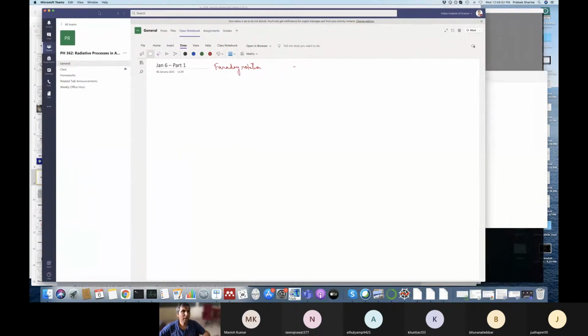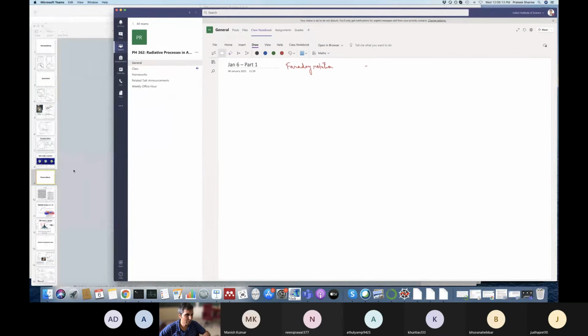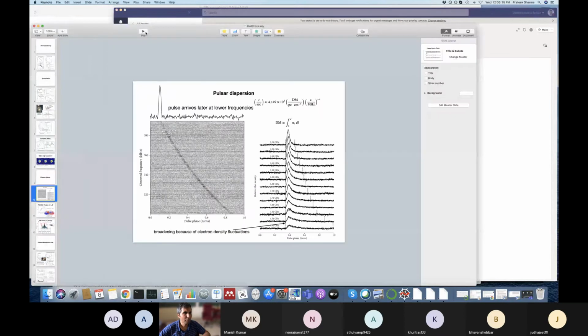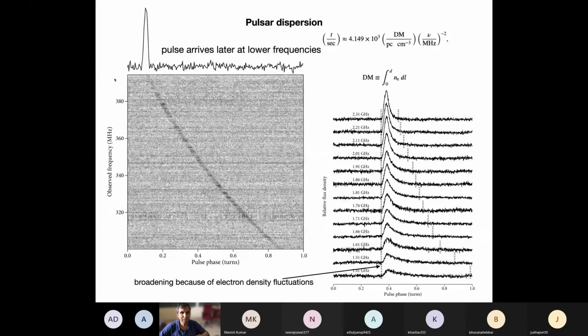Right, so we are basically trying to understand propagation of electromagnetic radiation through a plasma medium. Okay, so last time we did this dispersion measure, in which, very quickly at the end, I showed you this example of pulsar dispersion. So here I actually repeat what I mentioned.